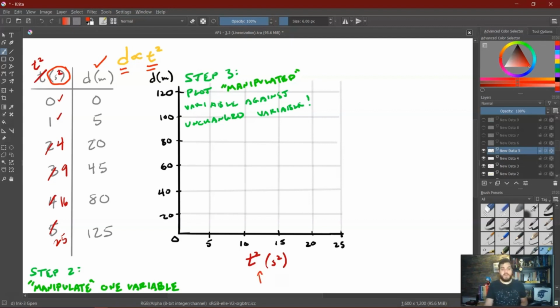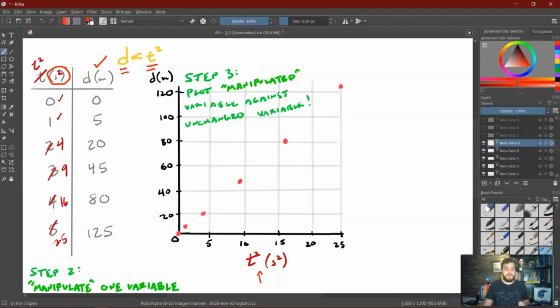Now keep in mind, if you look at the previous graph, when it was T, this was 1, 2, 3, 4, 5. But now that I have squared them, this axis scale is going to change. So I'm going to have to change the scale a little bit. But now let's go ahead and plot the data points of D versus T squared.